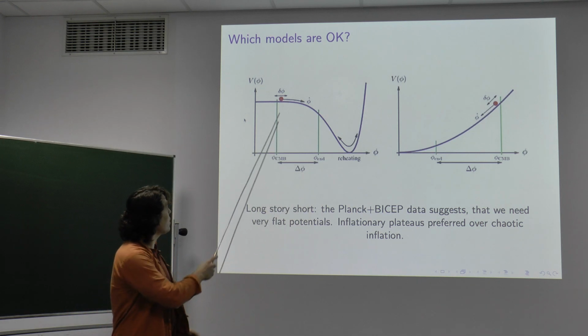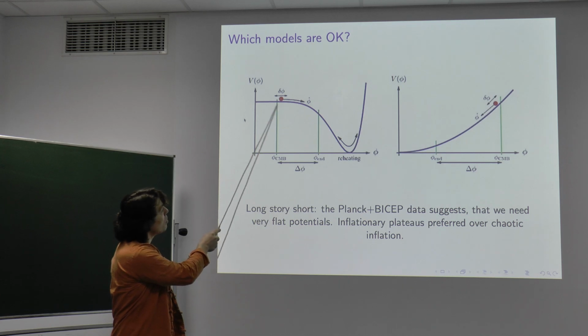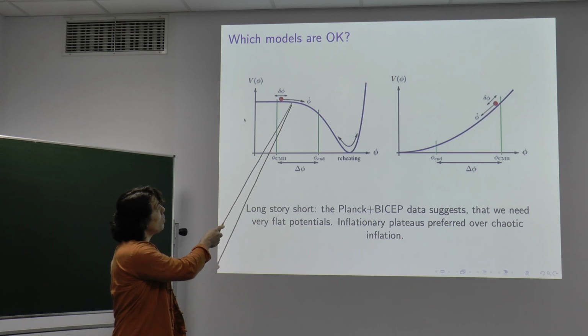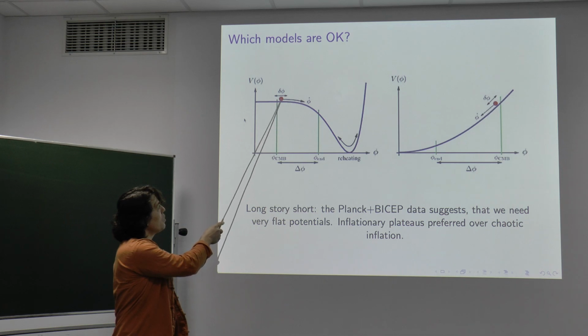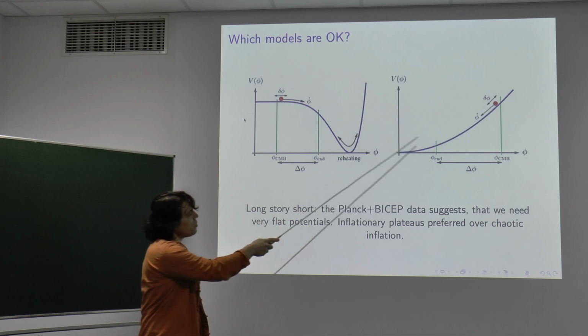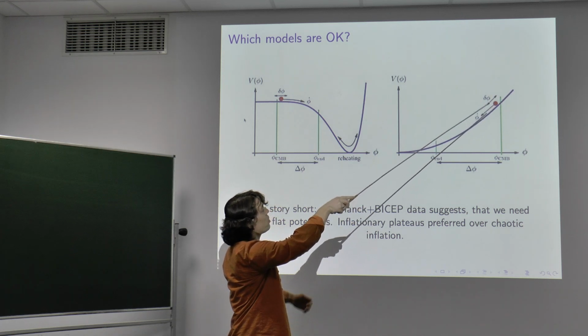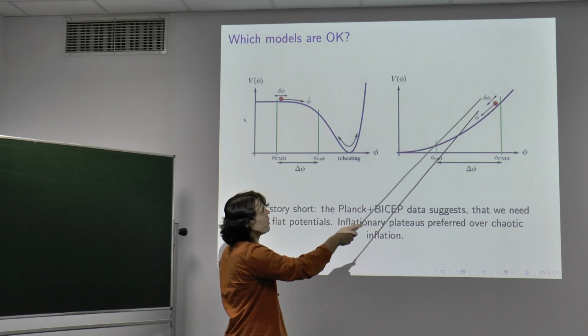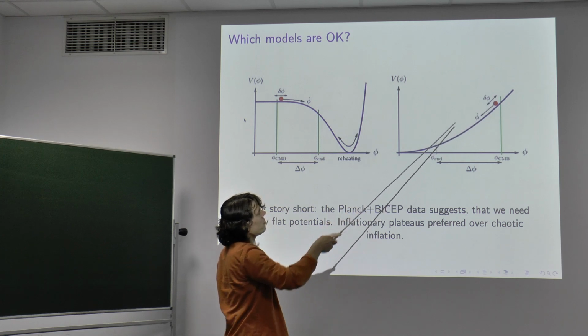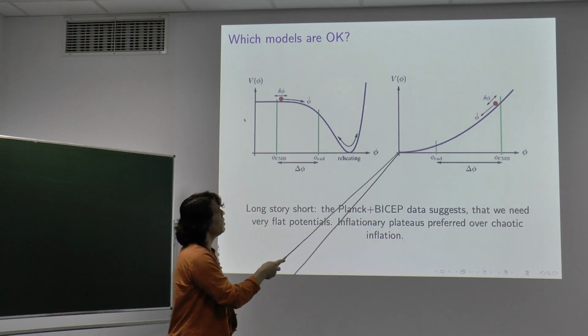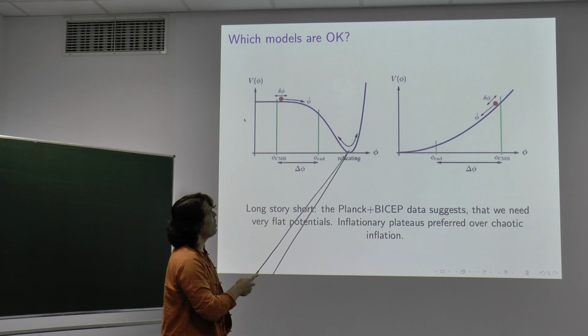One way is that your field rolls on the plateau. This is the so-called small field inflation, because the field doesn't change its value that much. The other idea is that the field rolls down on the potential, which is not limited from above by any physical scale. In both cases, the field reaches a minimum of the potential, which ends inflation.